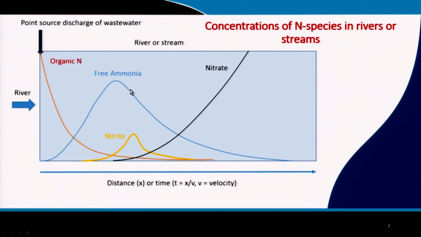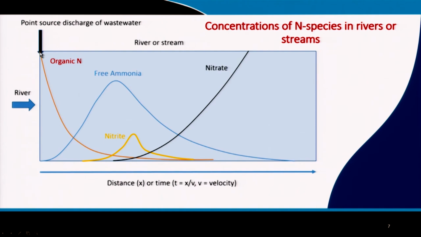So let's take a look at this river or a stream, and let's imagine that there is a single point source discharge of sewage or wastewater, municipal wastewater. Now, municipal wastewater has a very high concentration of organic nitrogen. In the beginning, almost the entire nitrogen coming in wastewater is in the form of organic nitrogen. There may be a little bit of ammonia as well.